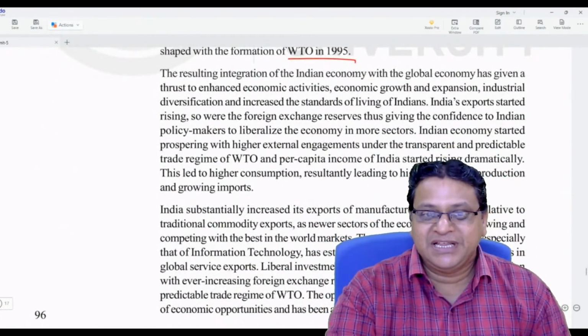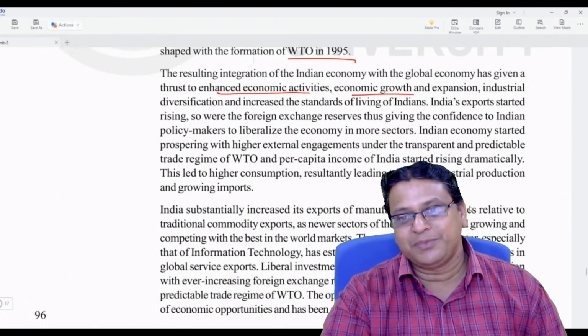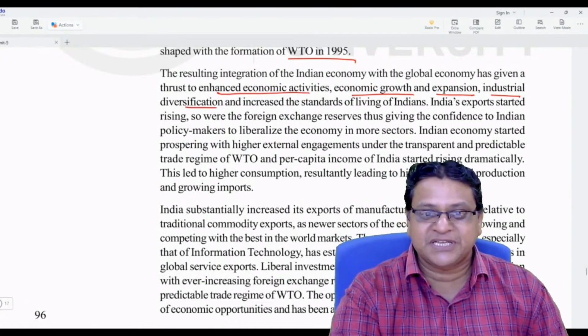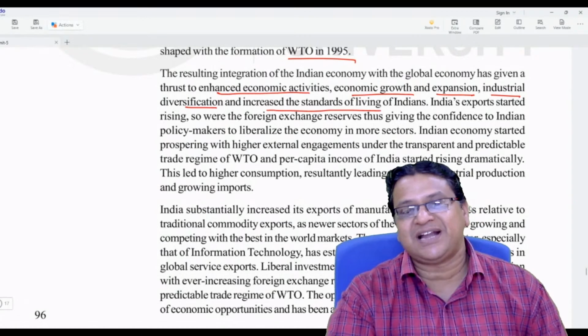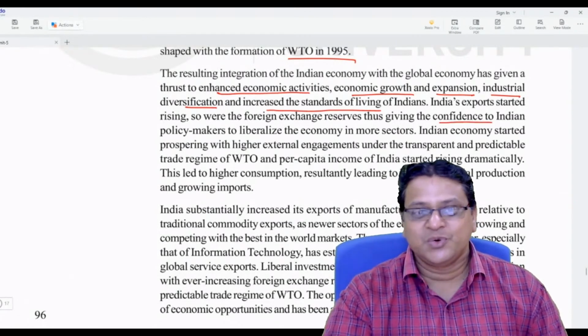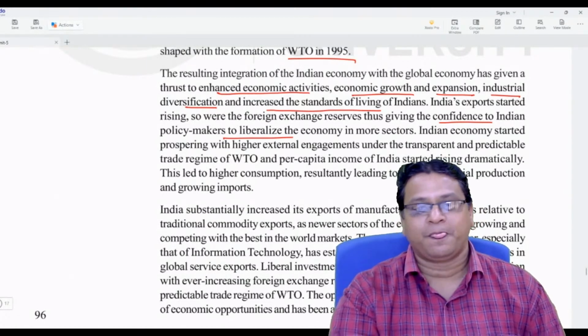We see there is enhanced economic activity. There is enhanced economic growth and expansion, there is industrial diversification, and there is an increase in the standard of living of our people. It gives confidence to Indian policymakers to liberalize our economy more and more.